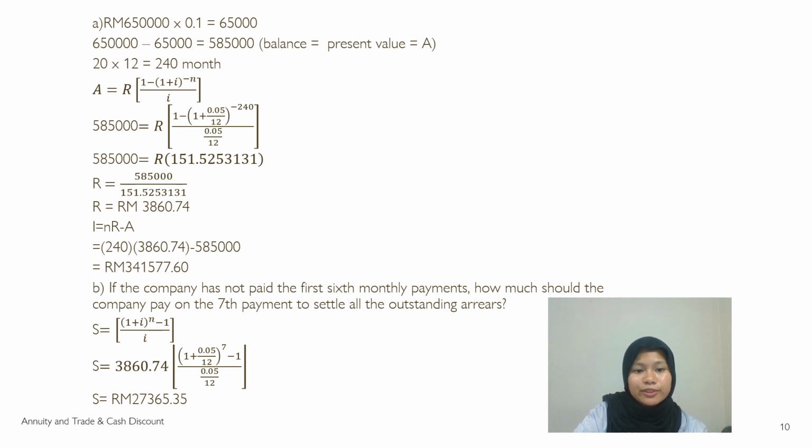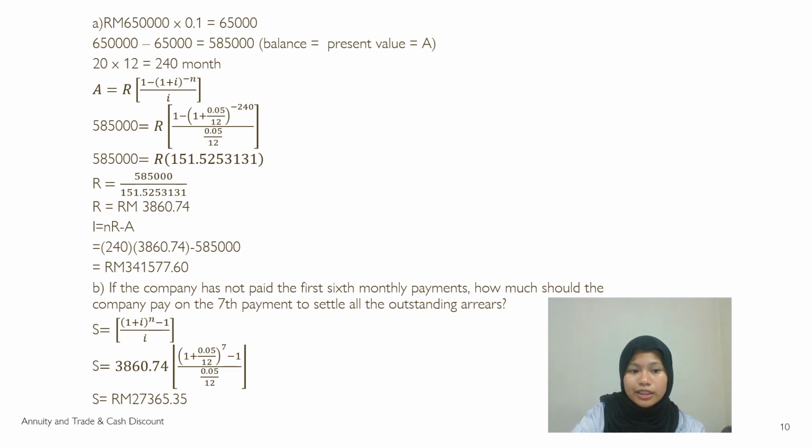If the company has not paid the first 6 monthly payments, how much should the company pay on the 7th payment to settle all the outstanding arrears? For this question, I use this formula: S equals R bracket 1 plus i bracket to the power of n minus 1 divided by i close brackets.